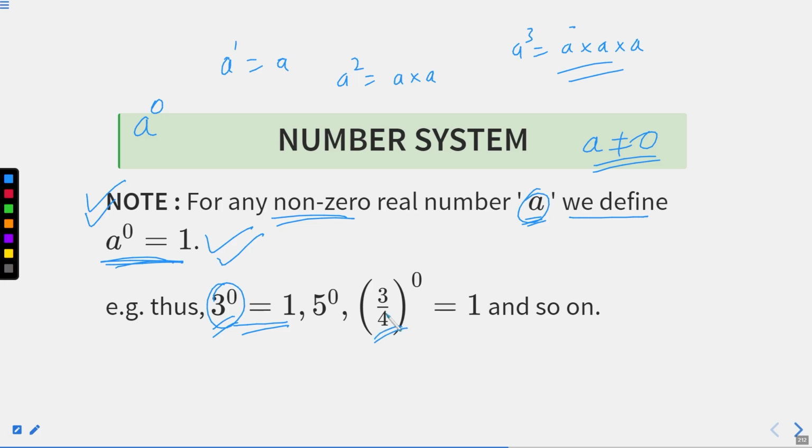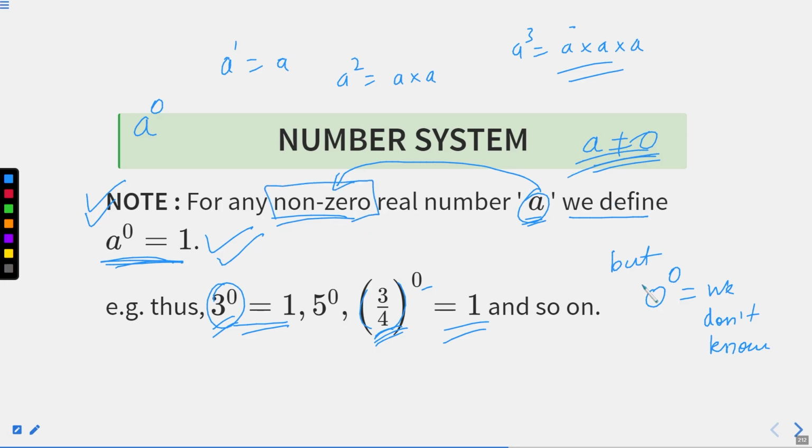Similarly, a by 4 raised to the power 0 is also equal to 1, but we don't know 0 to the power 0. We don't talk about it here, because a must be non-zero, meaning a not equal to 0. So 0 power 0 we don't know. Keep this in mind.